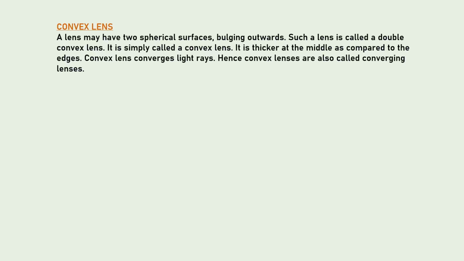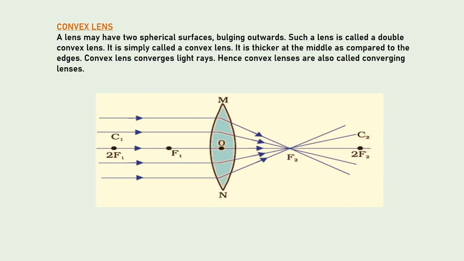Convex lens. A convex lens may have two spherical surfaces bulging outward. Such a lens is called a double convex lens. It is simply called a convex lens. It is thicker at the middle and thinner at the edges. Convex lens converges light. Convex lens is also called converging lens because when a parallel beam of light is incident on the convex lens, it converges all the rays parallel to the principal axis to a single point. This point is called principal focus.